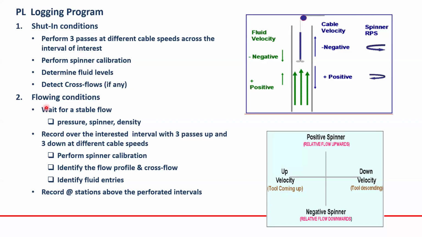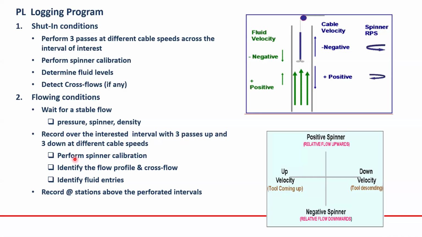And in fluid conditions, wait for stabilized flow. So we start to flow the well, and then wait till the pressure and the spinner and interest are stabilized. Record over the interest interval the three passes up and three passes down. We go with three different cable speeds, three up and three down.